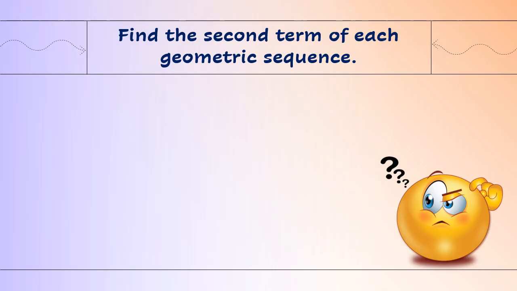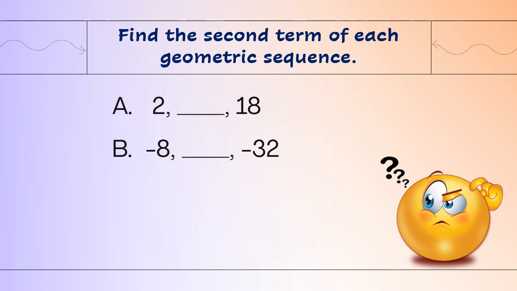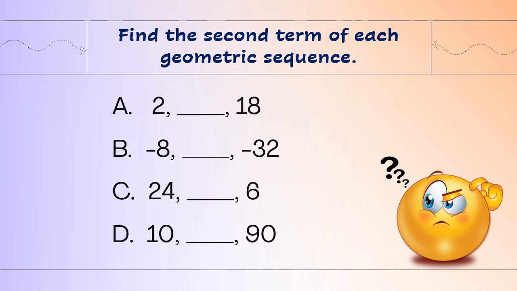Now, for our first activity, let's find the second term of each geometric sequence. So I have here 2, blank, 18; negative 8, blank, negative 32; 24, blank, 6; 10, blank, 19. I would like you to find out the second term of each geometric sequence. So if you are done answering this activity, you may resume watching the video.